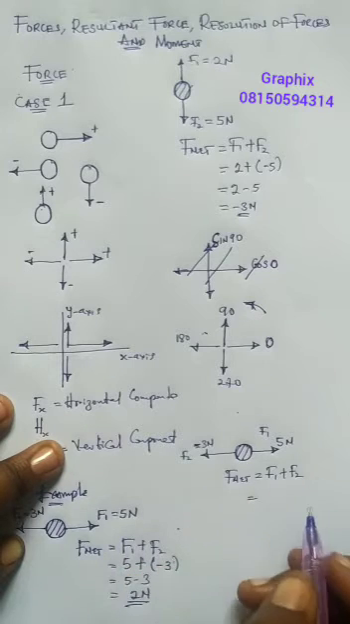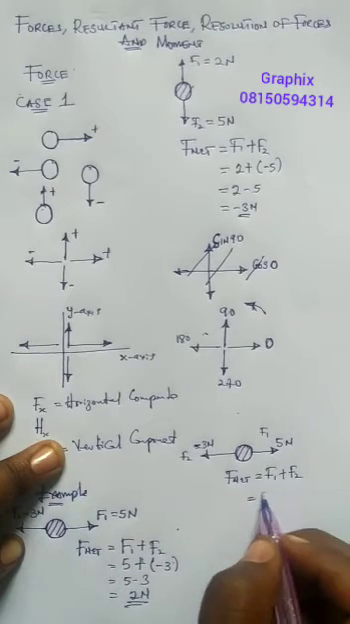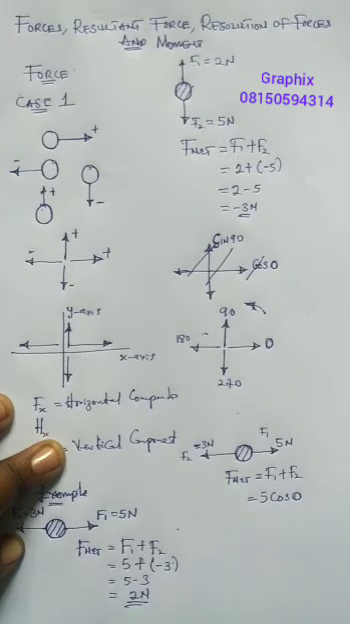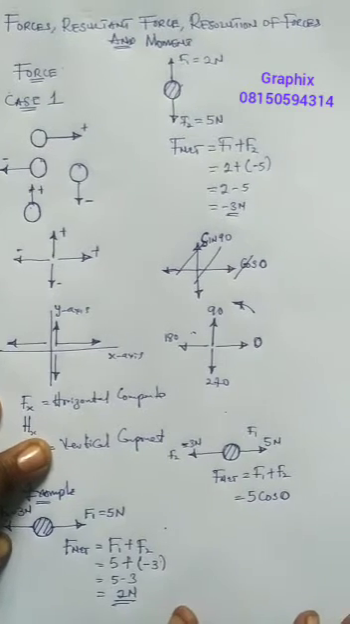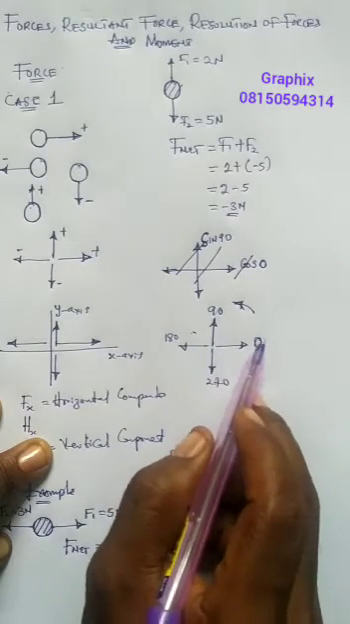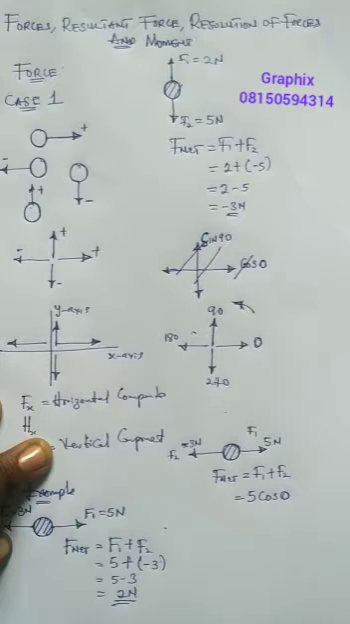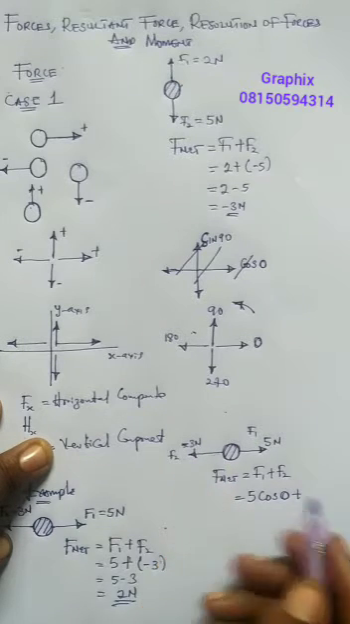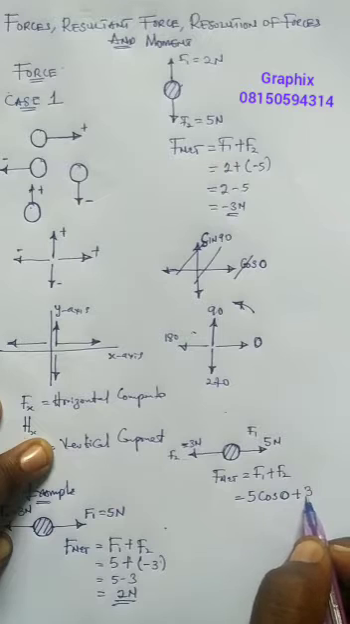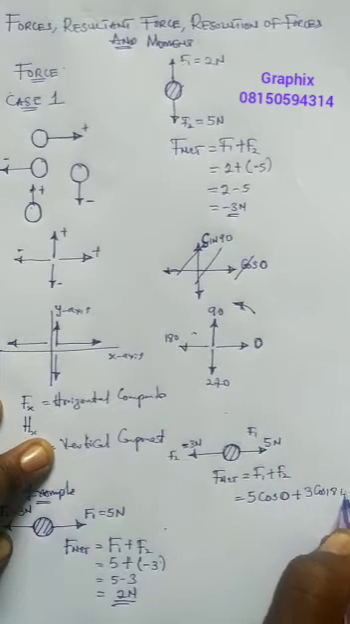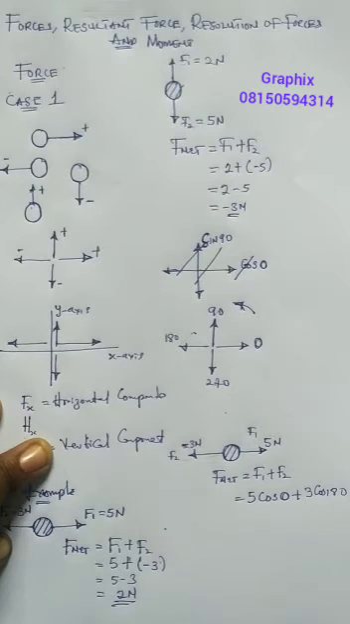Now what is F1? Since it's going to the right, I will put it as 5 cos 0, because any force going towards the right has an angle of 0 degrees. Plus, the other force F2 is going towards the left, so I'll call it 3 cos 180. Is that okay?